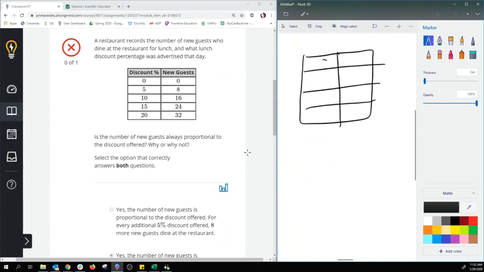So I have 5, 10, 15, and 20. And I have 8, 16, 24, and 32. So for my first pair, I have this 8 and 5. So when I write this as y over x, I'm going to have what number over what number? 8 over 5. Perfect. So I have 8 over 5.